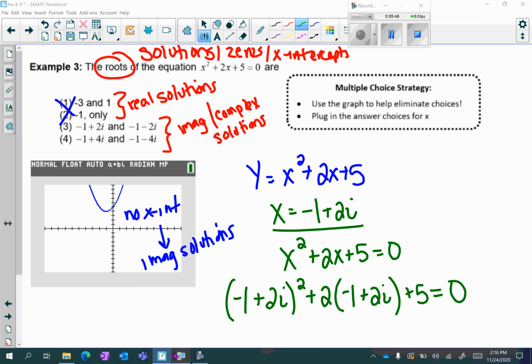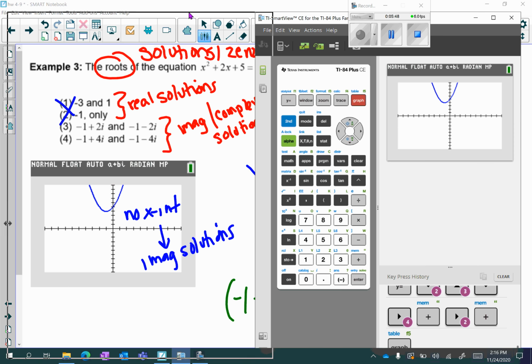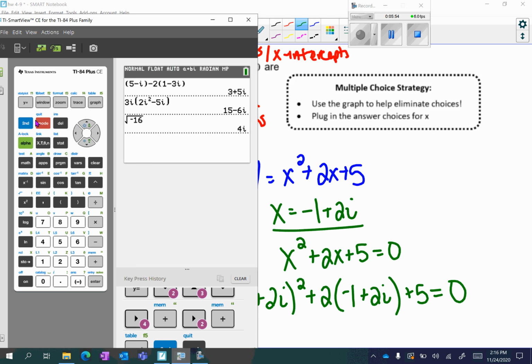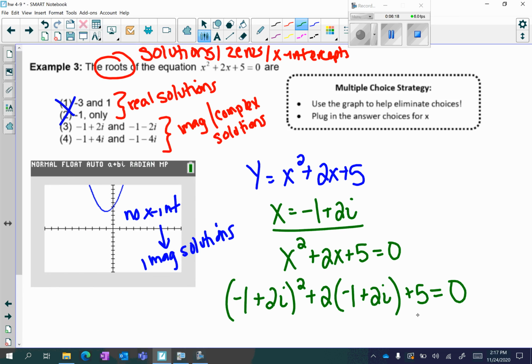So I'm going to go to my calculator. I am going to go to the home screen and I'm going to substitute. Negative 1 plus 2i, remember second decimal point gives you the i, squared, plus 2 times negative 1 plus 2i, plus 5. And we get 0. So that means choice 3 is my answer.